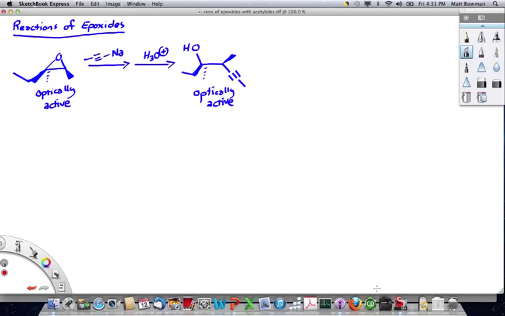In addition to reacting with oxygen nucleophiles, epoxides can also react with carbon nucleophiles. Now, one carbon nucleophile that we've talked about extensively is that of a deprotonated alkyne. And we make these deprotonated alkynes by treating a terminal acetylene with NaNH2 to give us our sodium species. This, of course, is a good nucleophile, and it's also a strong base.